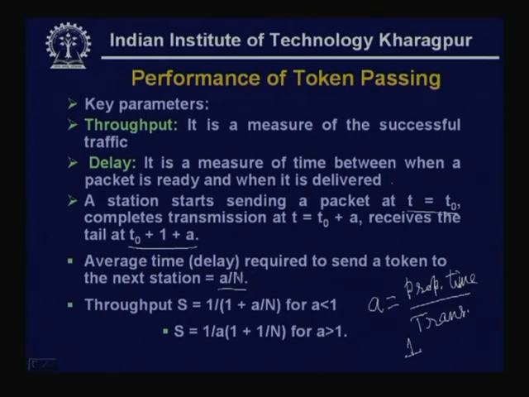As I mentioned, this is dependent on the propagation time as well as n. So, for a larger value of n, it will depend on the ratio of a and n, and when the number of stations is large, there can be a long delay. And throughput is expressed as S is equal to 1 by 1 plus a by n whenever a is less than 1. There are two situations.